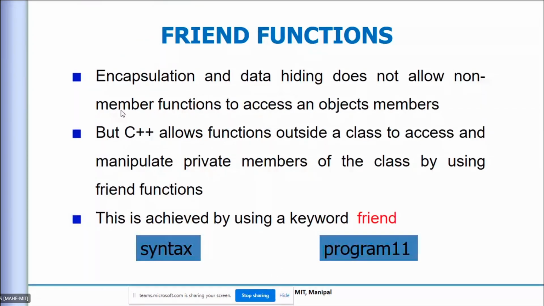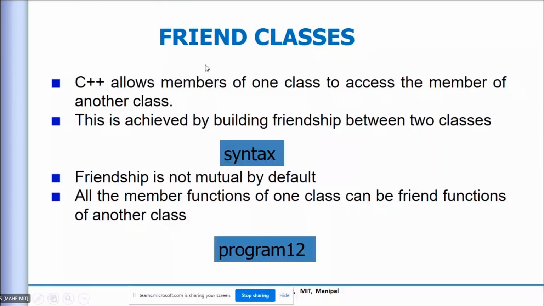Now let us go one more concept, that is nothing but a friend class. We have seen a friend function. But in C++, you have one more concept called a friend class. So what is this friend class? Friend class is nothing but you can access. I'll show you how to do that.